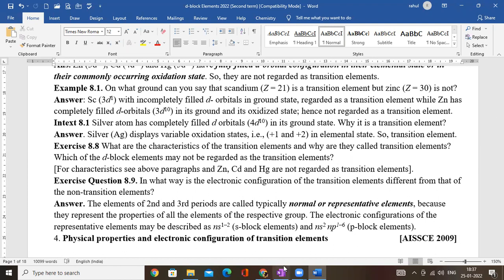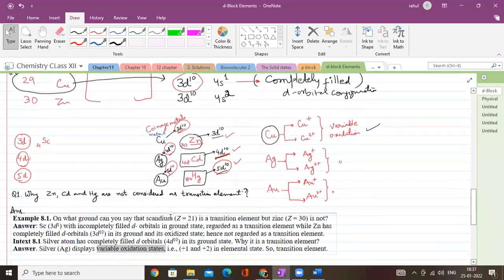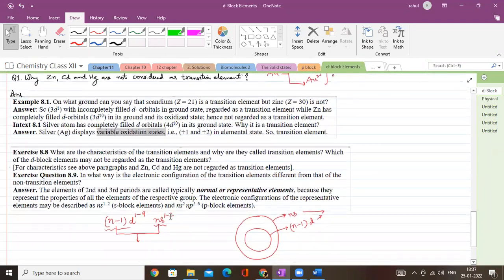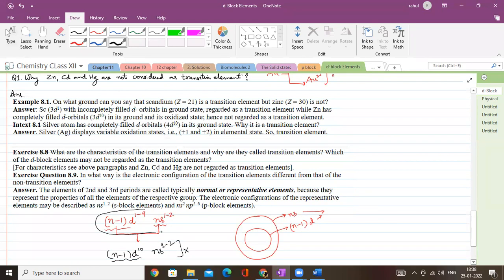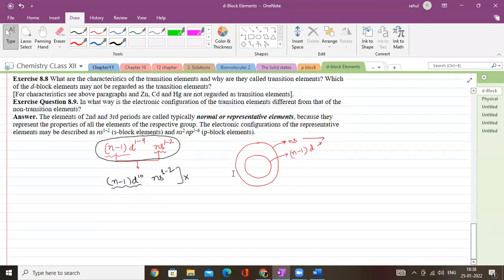I have seen a book where it was written that the transition elements should be defined with the electronic configuration (n-1)d 1 to 9 ns 1 to 2, because if I write (n-1)d10 ns 1 or 2, then it will include zinc, cadmium or mercury, which are not actually considered transition elements. That's why that book has mentioned that the configuration should be (n-1)d 1 to 9 ns 1 to 2. This is what they have written. So I hope this part is clear.